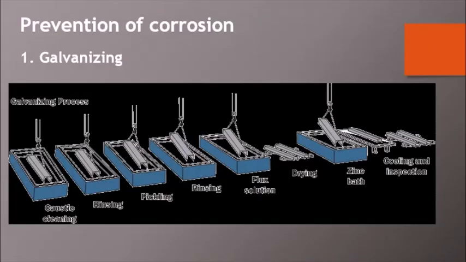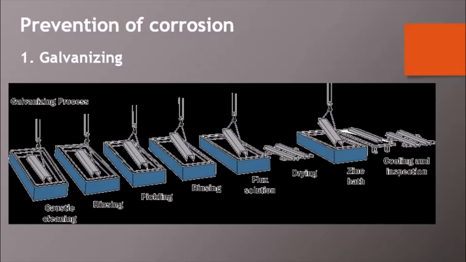The first method in prevention of corrosion is galvanization. In this method, we apply a thin layer of zinc on corrosive metals like iron or steel. This zinc layer prevents the metal from eroding, and it also gives a shiny color to the metals. The basic principle of this method is that zinc is more electropositive than iron.